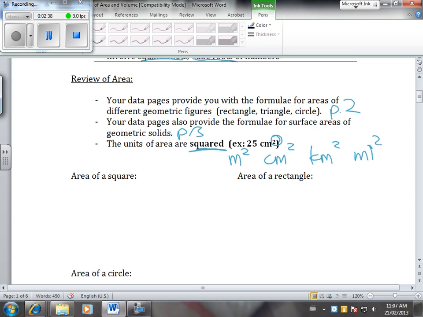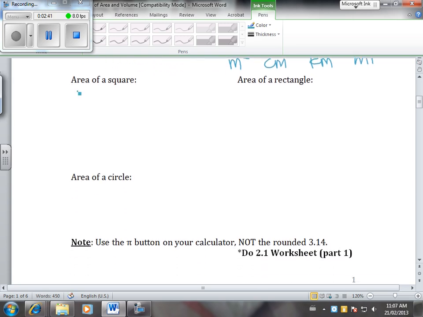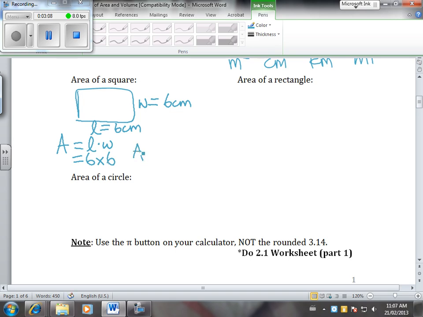So to find the area of a square, let's draw a square. So if you have your width is 6 centimeters and your length is 6 centimeters. Your area, and you can check out your data pages if you want, or you might remember this from previous math, will be length times width, which is 6 times 6. And so then area equals 36 centimeters. And what do we always put for area? We always put that it's squared. And that's your answer.